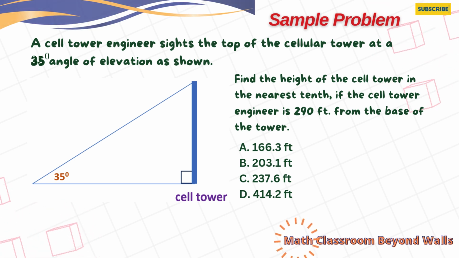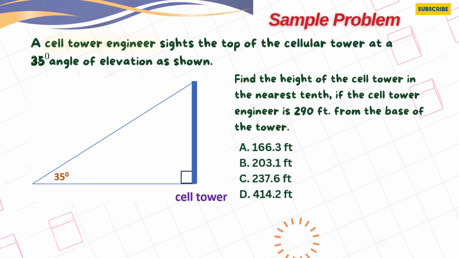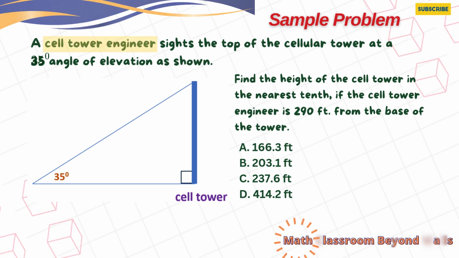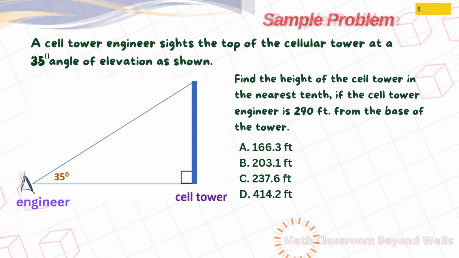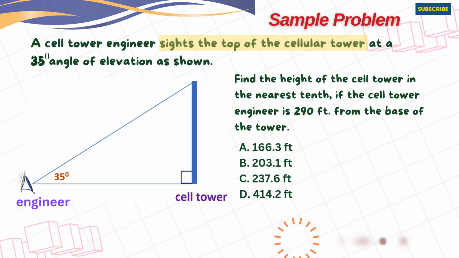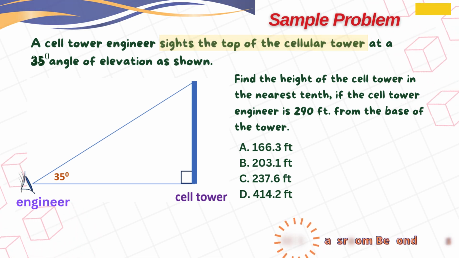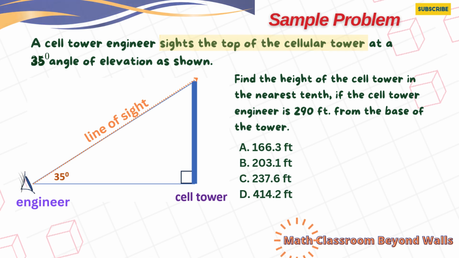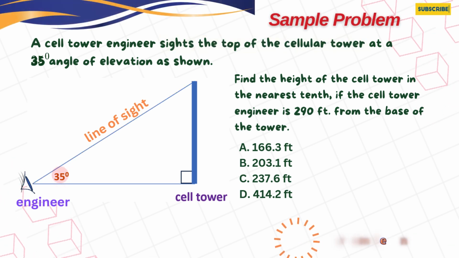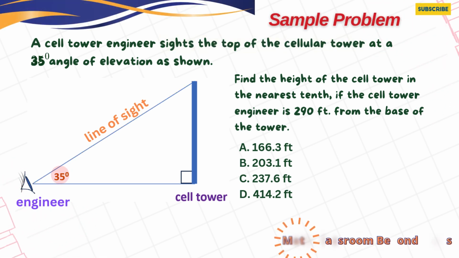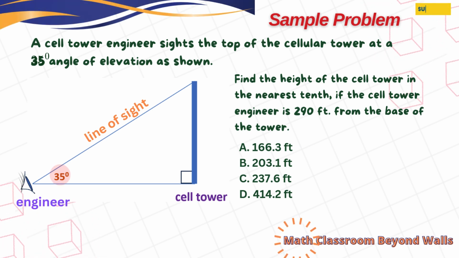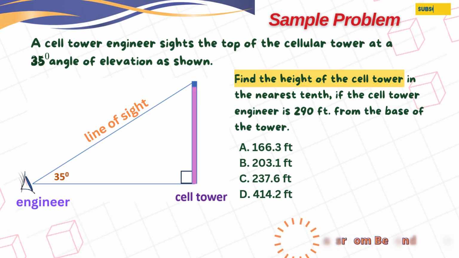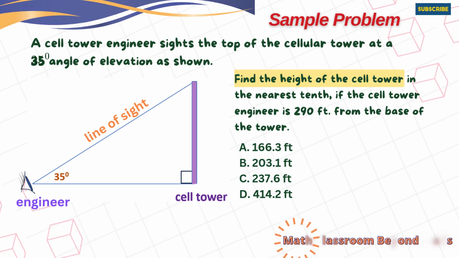Let us go over the problem again. It says a cell tower engineer. We represent this with an I and label it. Then it says sights the top of the cell tower. We label this invisible line as the line of sight. The angle of elevation of 35 degrees is already on the figure, so we move on to the next sentence. It says, find the height of the cell tower. We will represent this with an X on the figure.